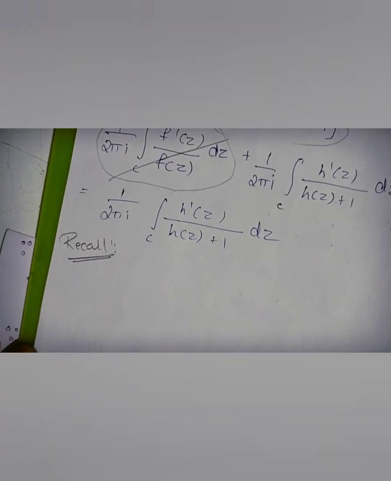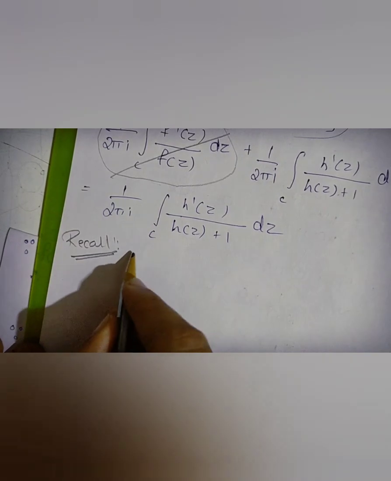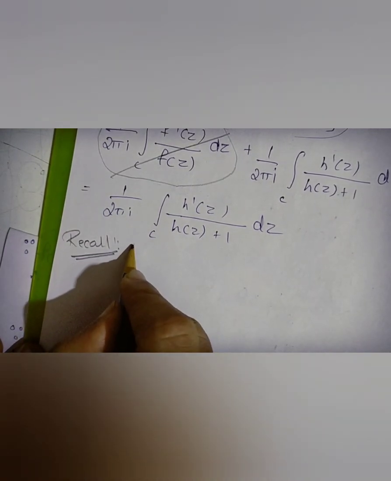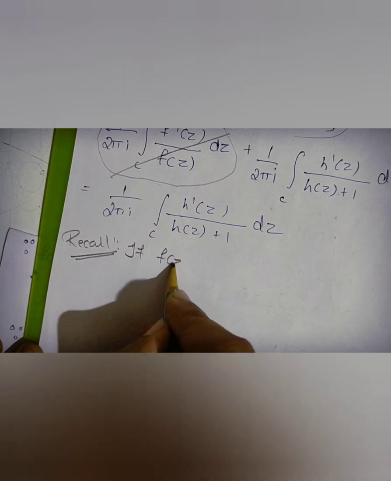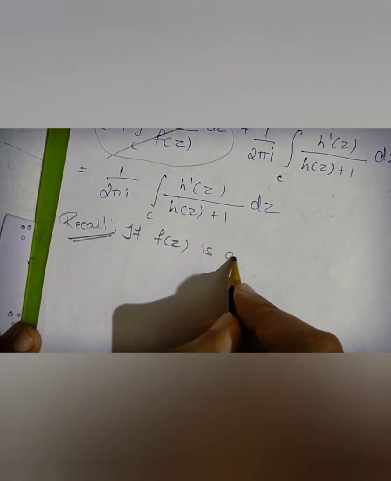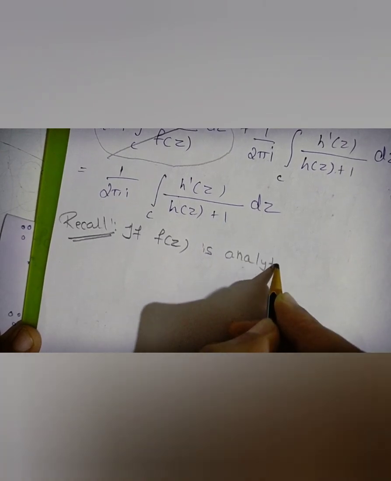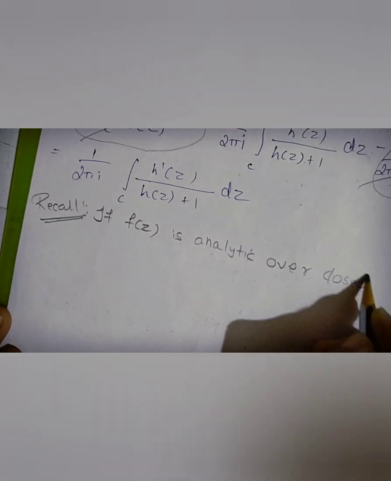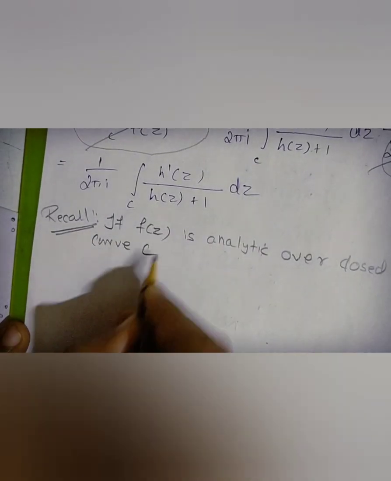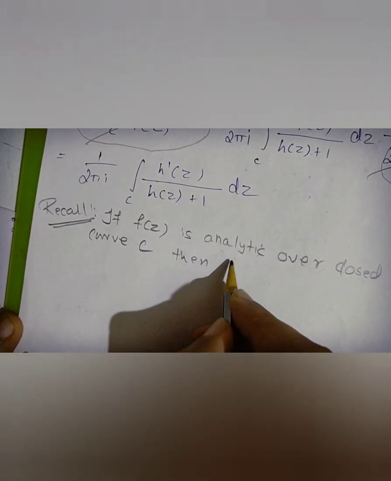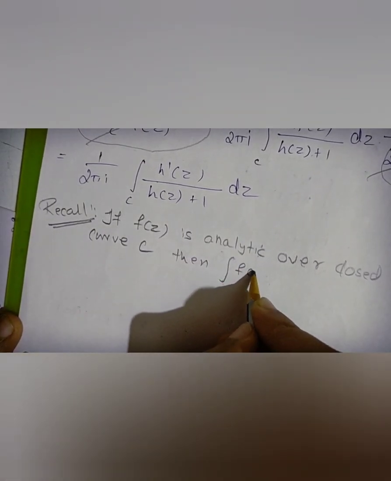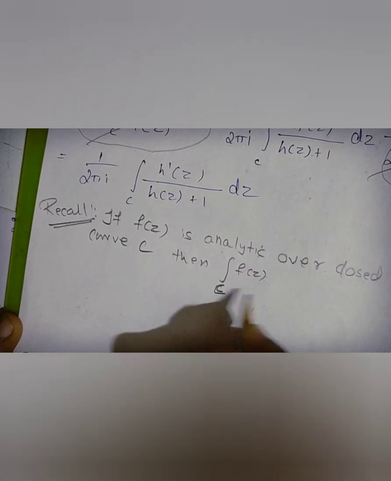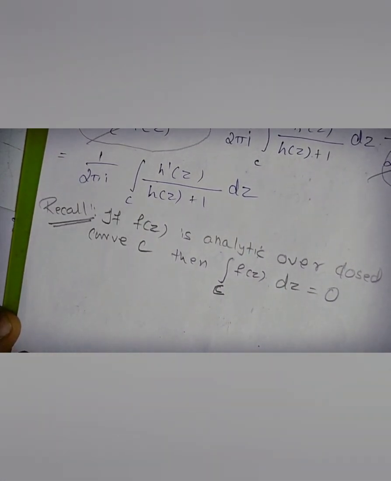What does Cauchy's theorem state? As per Cauchy's theorem, if f of z is analytic over a closed curve C, then the integration of that function over that closed curve C dz will give me the answer 0.